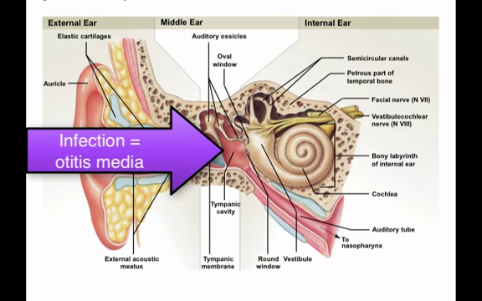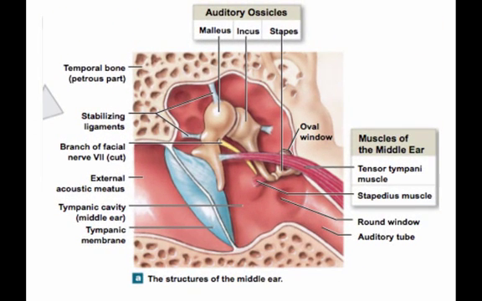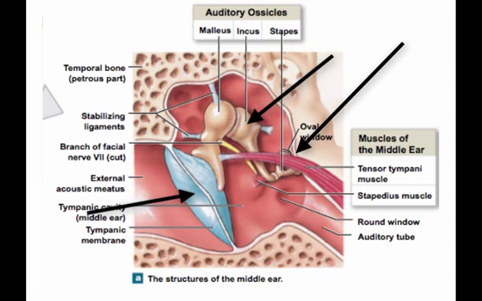In the middle ear are 3 tiny ear bones called auditory ossicles. These ear bones connect the tympanic membrane to the internal ear. The names of the bones are the malleus, the incus, and the stapes. Sound waves will cause the eardrum to vibrate, which in turn causes the ossicles to vibrate, which in turn causes the inner ear to vibrate.